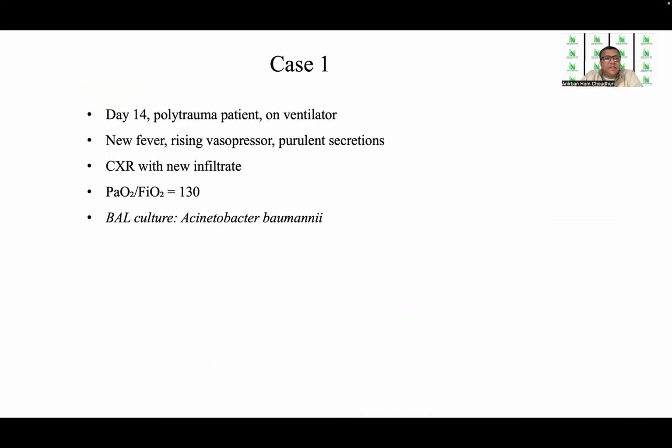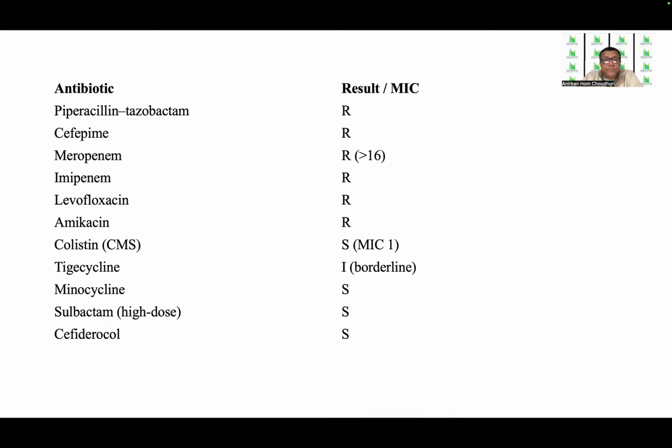The first case is a day 14 polytrauma patient on ventilator who is having new fever with rising vasopressor requirements, increased purulent secretions from the endotracheal tube. The chest X-ray shows signs of new infiltrates. The PF ratio is 130, and the bulk culture, which was sent 2 days prior, grows Acinetobacter baumannii.